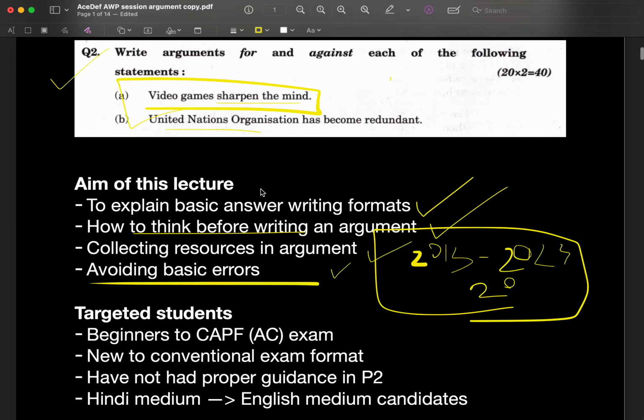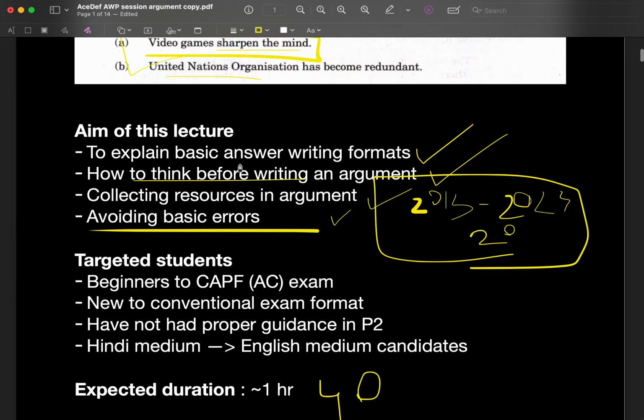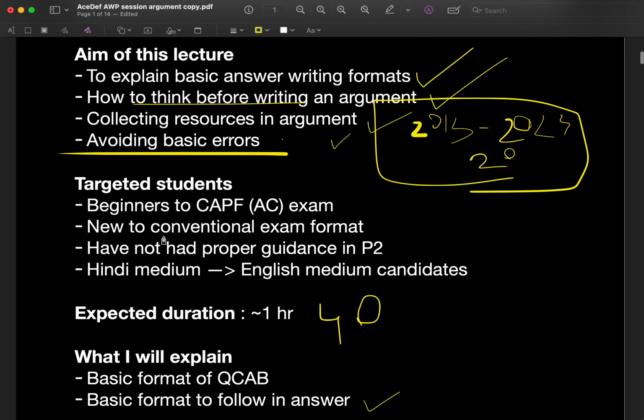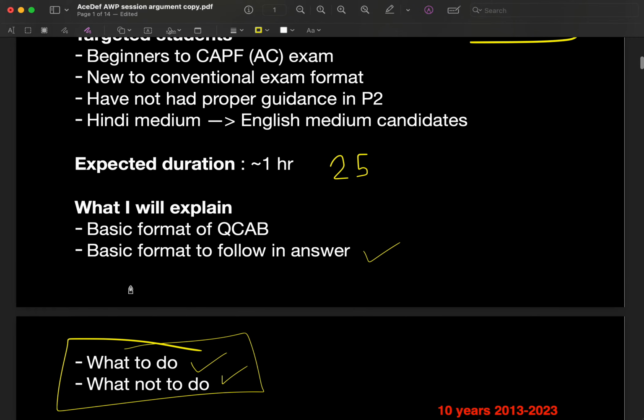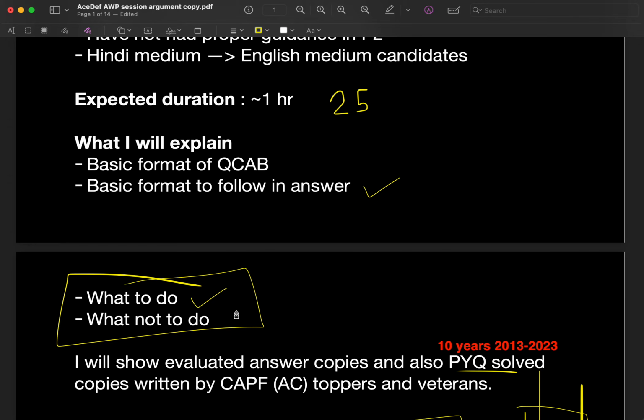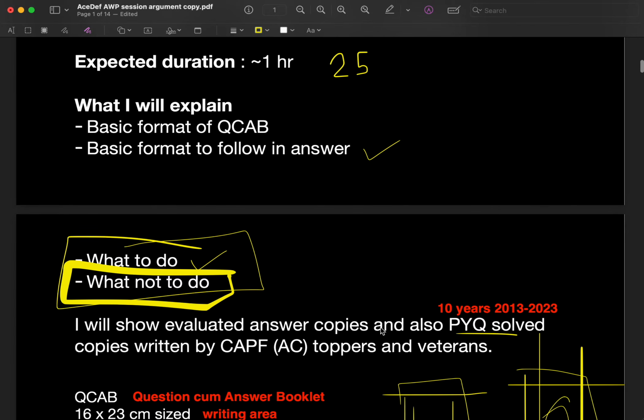In the previous lecture, we discussed the basic answer writing formats, how to think before writing an argument, and collecting the resources. Avoiding the basic errors is what we will be covering in this lecture. In this second part, targeted students, you already know, the expected duration will be very short, around 25 or 30 minutes maybe. The basic format and QCAB, what to do, has been told to you. What not to do is what we will discuss right now.